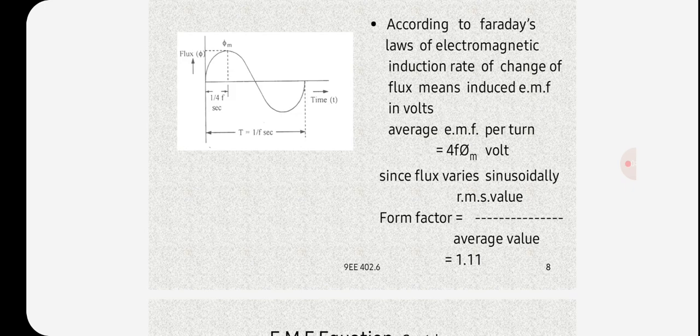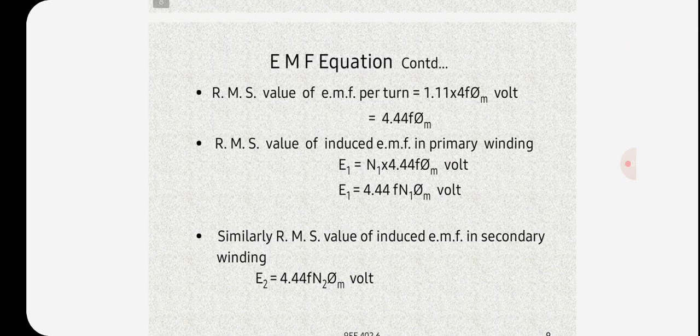So the RMS value of an EMF per turn is equal to 1.11 into the average EMF per turn, that is equal to 1.11 into 4f phi m volts. So that will be calculated as 4.44 f phi m volts.